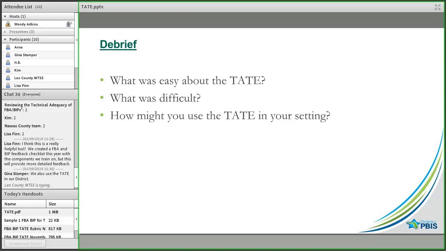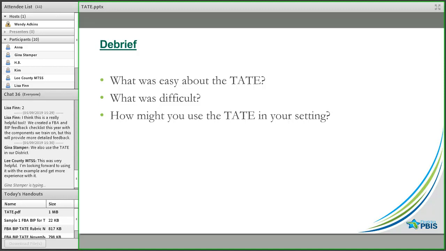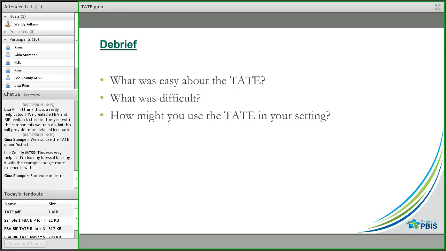I know, I trained you guys several years ago, but I don't know if anyone I trained is still in the district. Did I train you, Gina? Or did somebody in the district train you? Great. Hi, Lee. Someone in the district. Good. Well, I'm glad. That's exactly how this is supposed to work, increasing capacity in the districts.